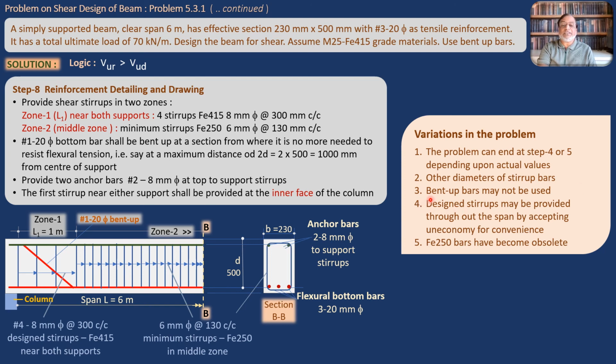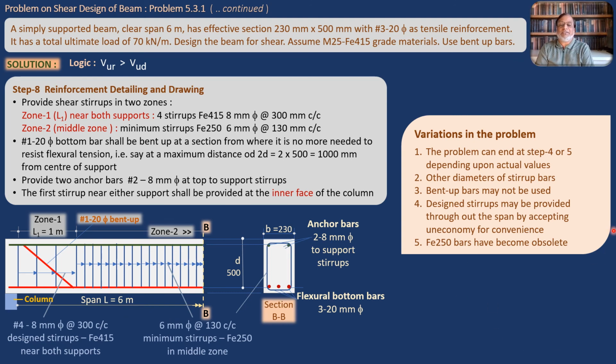Now the third point is that bent up bars may not be used. Some designers prefer that bent up bars are not used at all. Whether they are useful or not, they don't want to use bent up bars. Maybe for the reason that bending a bar is a tedious thing on the construction site, and there are possible errors about the distance at which the bar is to be bent, also the angle and so on. So some designers have a style that they don't use bent up bars. They use all stirrups to resist shear. They don't use the contribution of bent up bars.